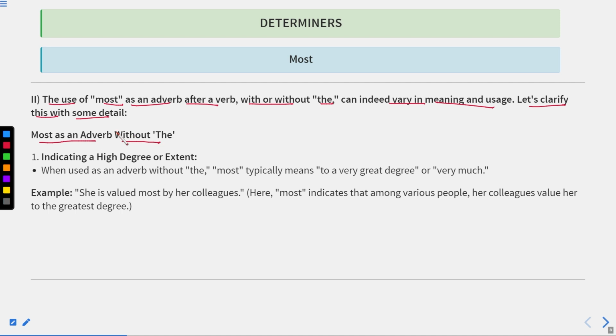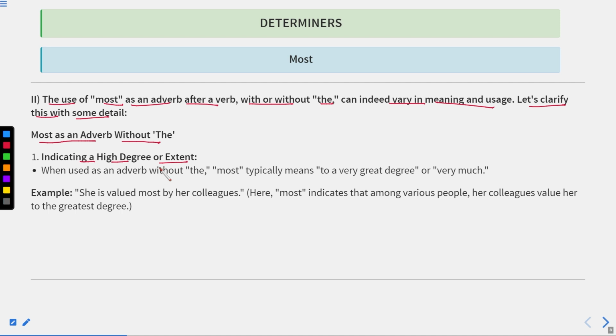Now, whenever we used the word "most" as the superlative degree of an adjective, that was "most" as an adjective. Now, here we will discuss the word "most" as an adverb, indicating a high degree or extent.